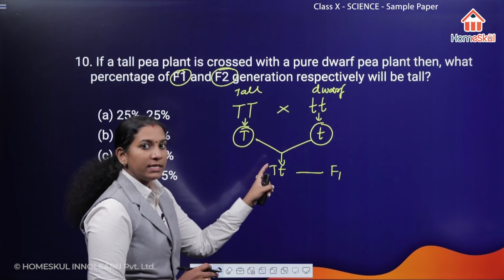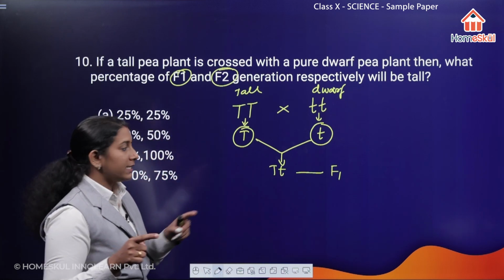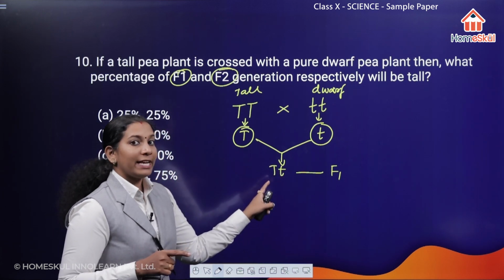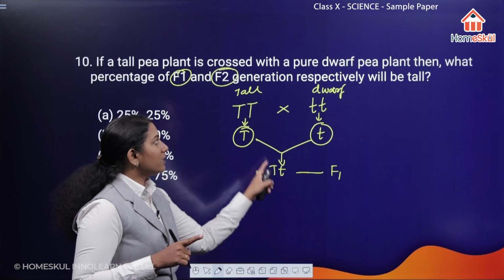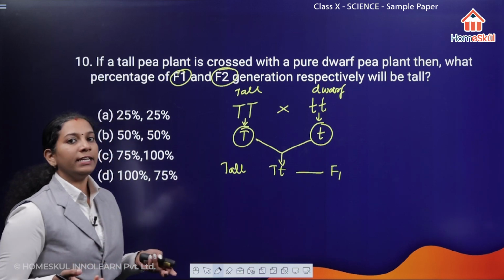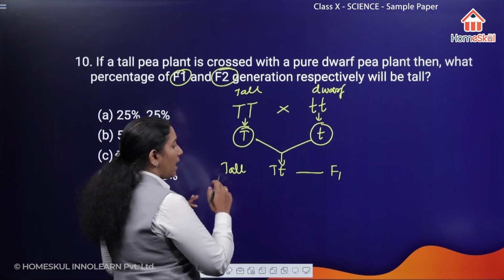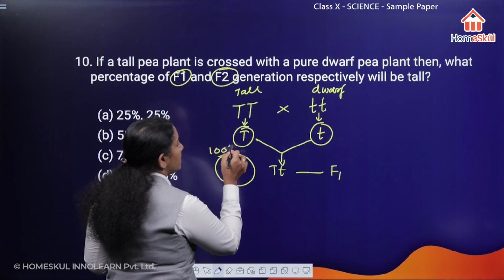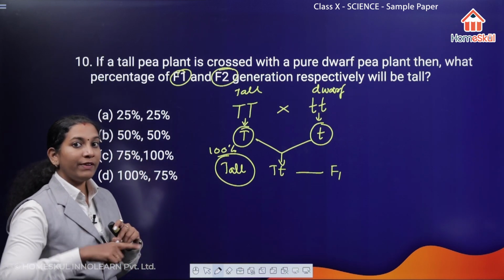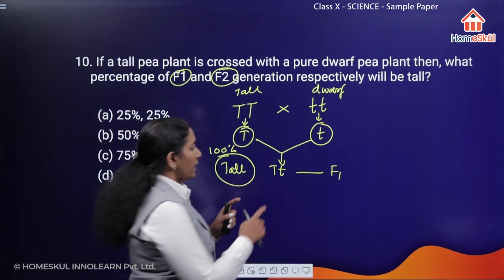So, this is a heterozygous offspring, and you know that based on the law of dominance, capital T will be dominant over the small t. So, this offspring will express only the dominant character, that is tallness. So, this F1 generation plant is again tall. All the plants which are forming in the F1 generation are tall. So, we will get 100% tall in F1 generation. Then after F1, we will get F2 generation by the self-pollination or self-crossing of the F1 generation, selfing of the F1.